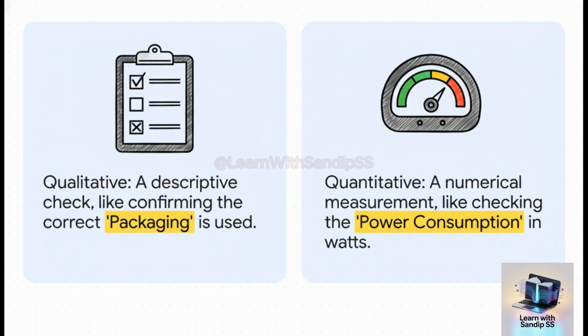And these MICs basically come in two flavors. You've got your qualitative checks. These are more descriptive, like a simple yes or no. Is the packaging correct? And then you have your quantitative checks, which are all about the numbers. What's the exact power consumption in watts? You really need both to get the full quality picture.